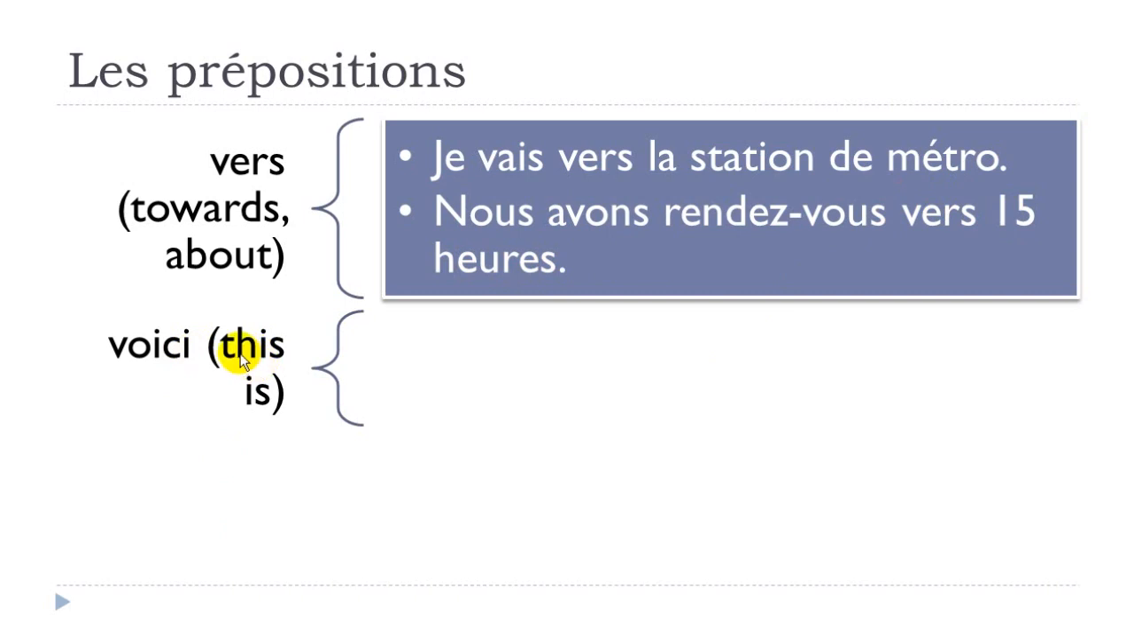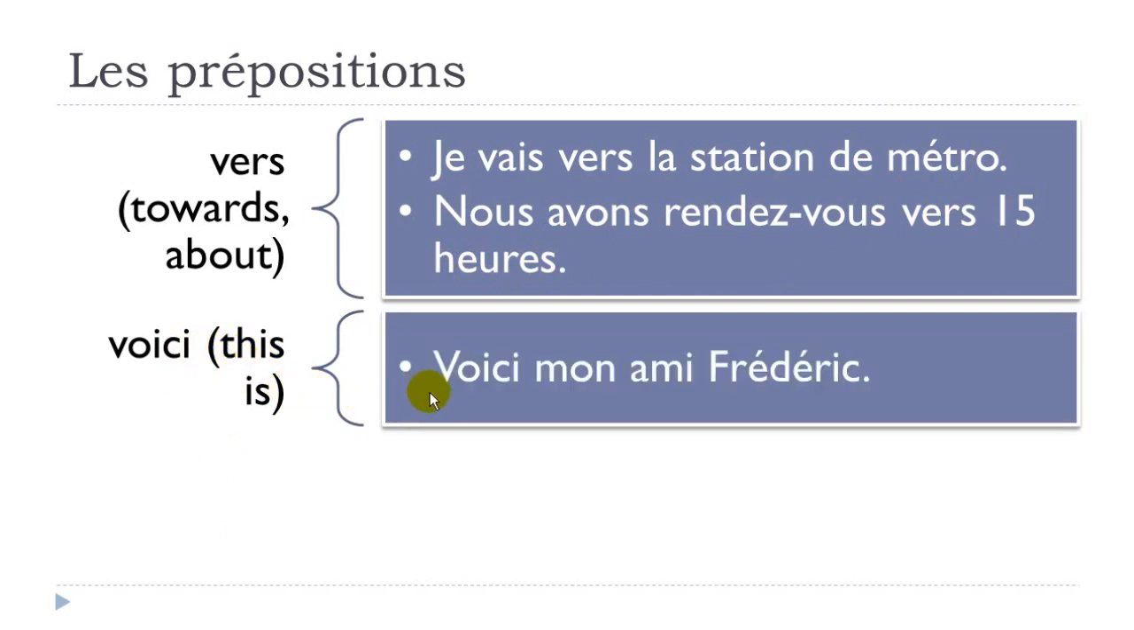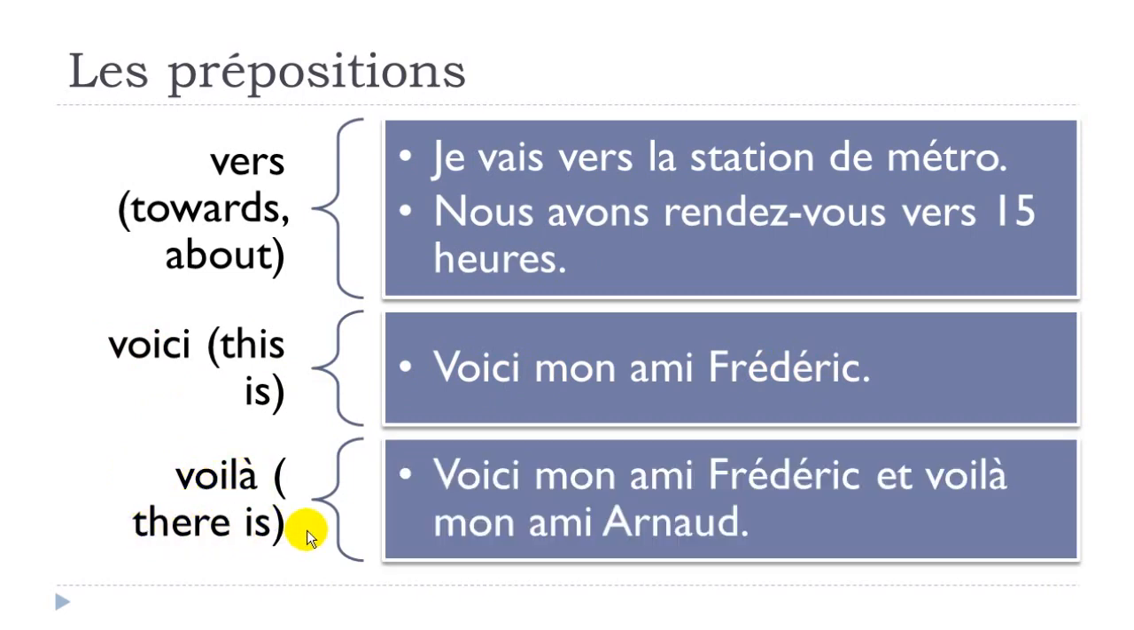Voici could be translated with "this is," okay? We tend to use it quite often when we introduce persons. So, voici mon ami Frédéric. And then normally it goes with voilà, which will mean "there is." So I made this little example. Voici mon ami Frédéric et voilà mon ami Arnaud. Okay, so voilà normally will come after voici.